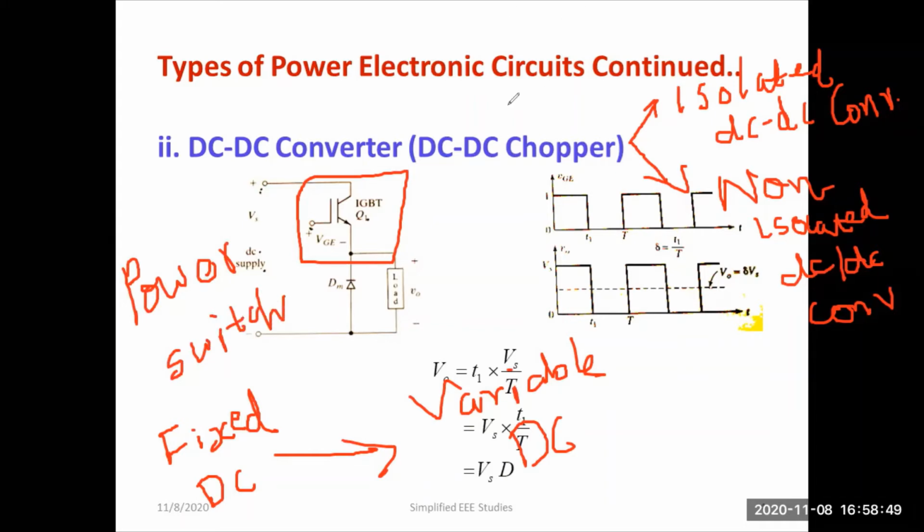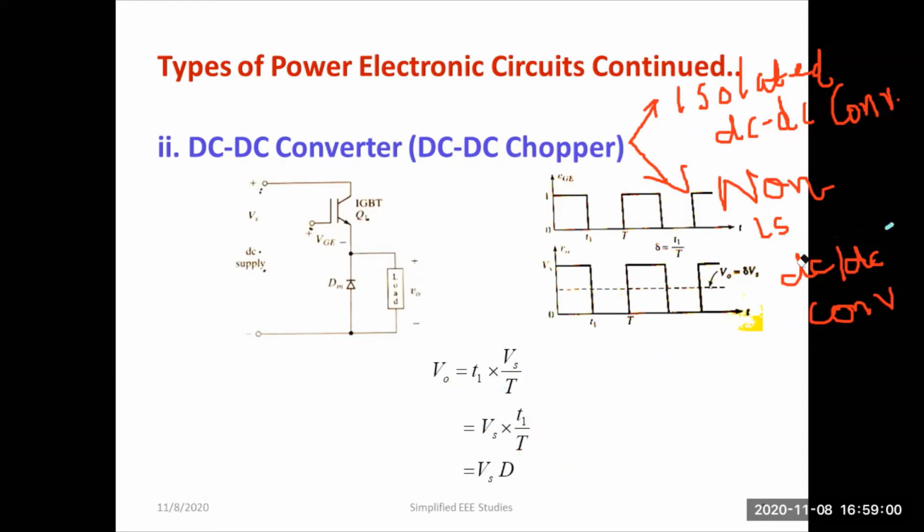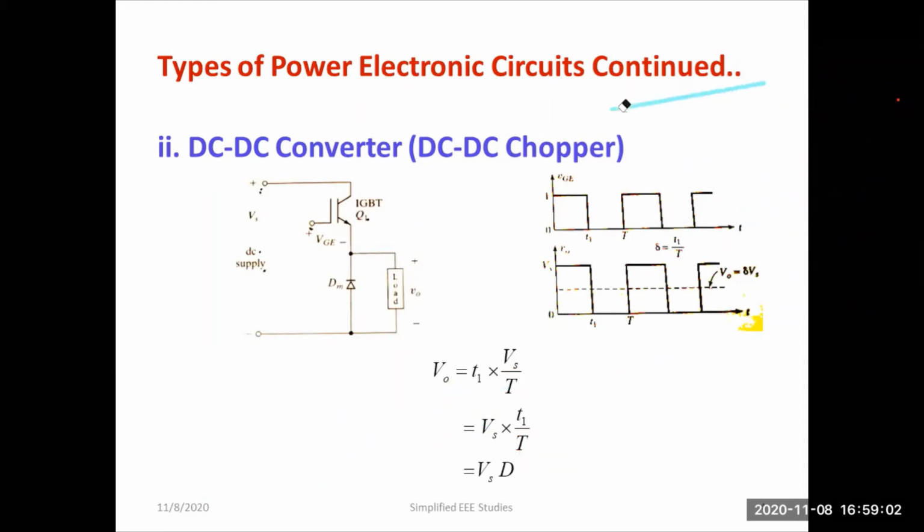Okay. Let us study how it operates. We have a fixed DC input voltage. I need to convert it into a variable DC output voltage. That's the specialty. So here you can pay attention.